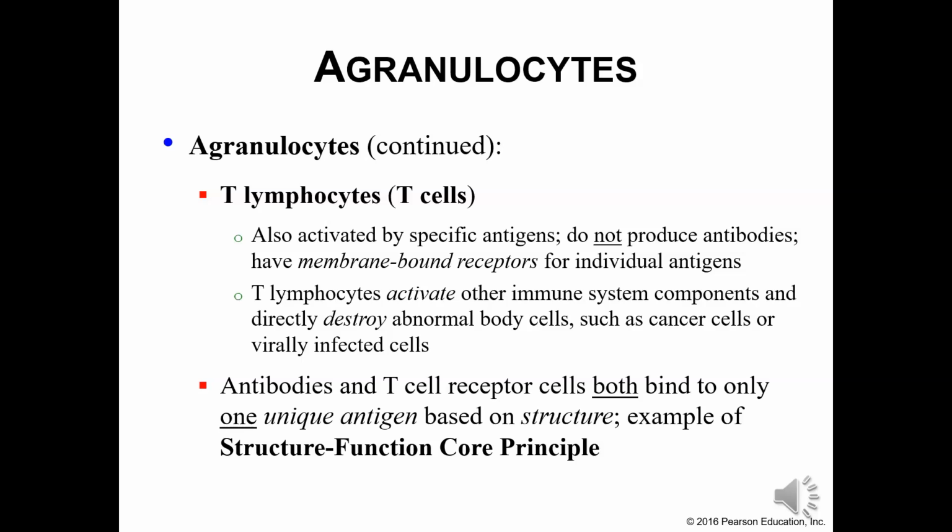So antibodies and T cell receptors will both bind to only one unique antigen based on the structure. So it's a very highly specific process that occurs. And by the way, it's these fortified T cells that are now used for fighting certain types of cancer today, what we call immunotherapy. It's also these T cells that help activate the B cells to produce antibodies for fighting infections by certain viruses like the coronavirus, the hepatitis virus, and the AIDS virus.